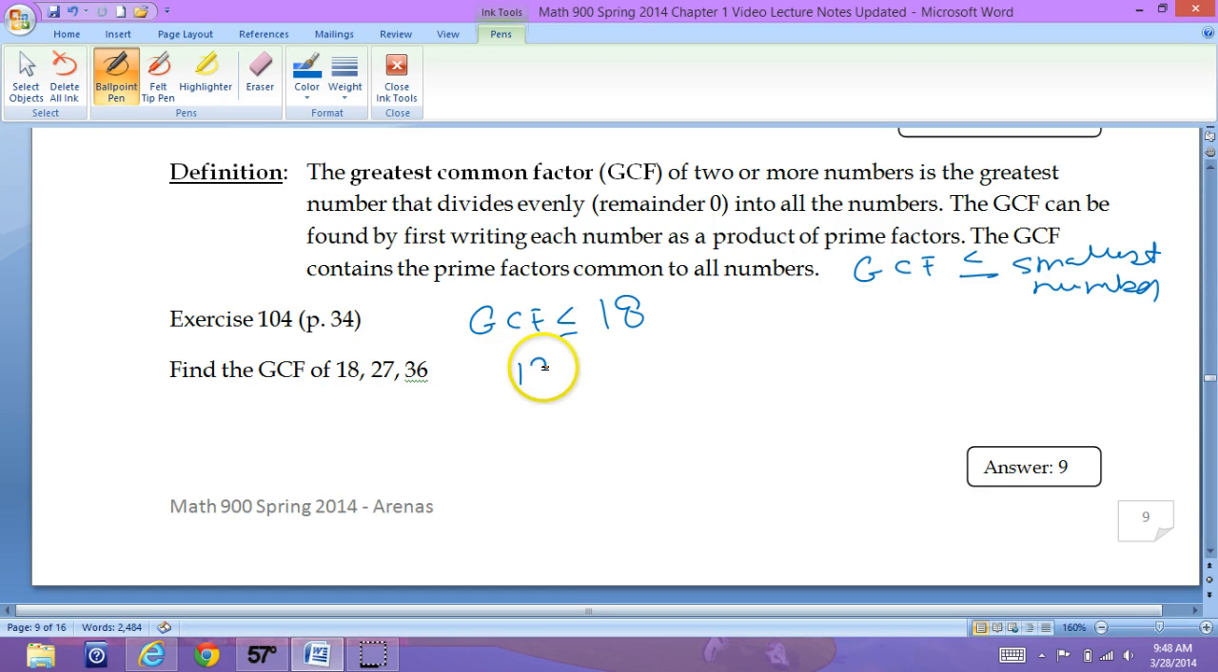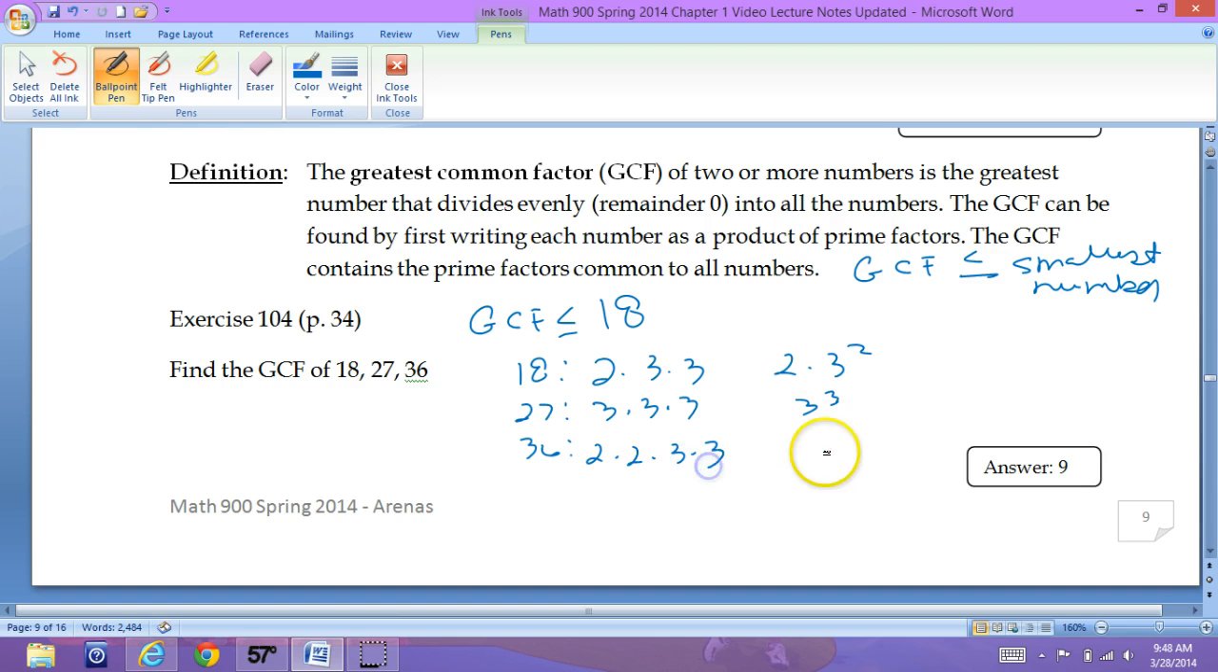So again, we're writing these as prime factors, which I've done previously. So this is 2 times 3 times 3, or 2 times 3 squared. And this was 3 times 3 times 3, or 3 cubed. And this was 2 times 2 times 3 times 3, or 2 squared times 3 squared. This time we're taking the ones in common. That's why it's called common factor, the greatest common factor. And sometimes it's easier to do it this way than this way this time.